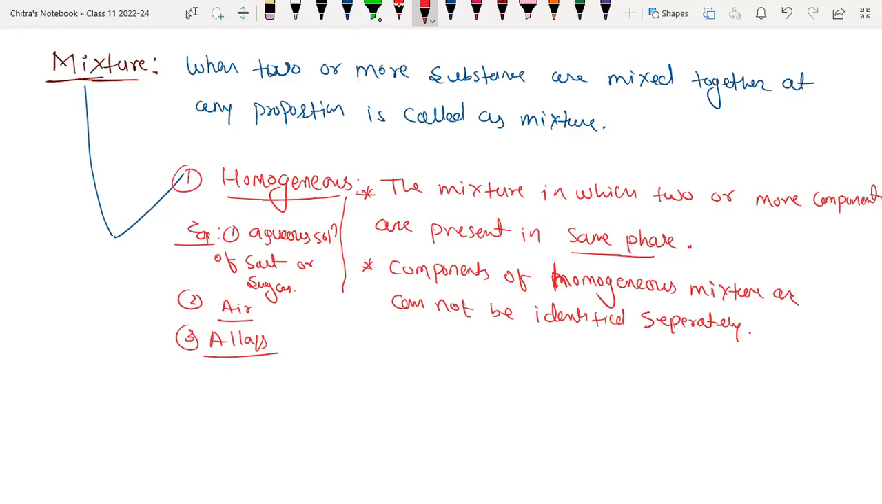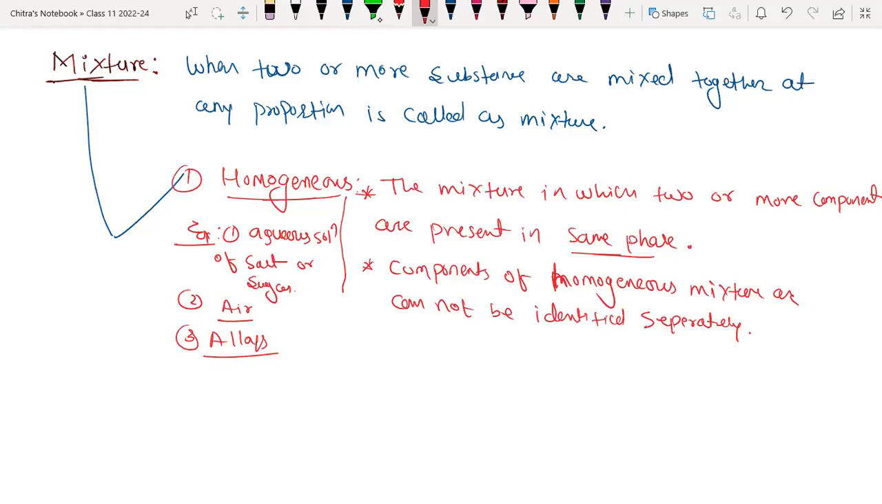See, in a mixture, the proportion is not fixed. That we already discussed. Suppose you are going to prepare lemon juice or an aqueous solution of sugar for you and me, you will prefer more sugar. They are present in the same or a single phase. That means you cannot identify them separately, so they are homogeneous mixtures. Okay?